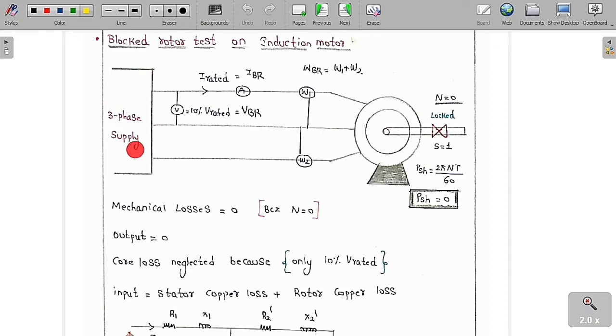So we are going to give some 3-phase balanced supply to the stator winding. So these are the 3 phases. We are going to give this 3-phase balanced supply. This is a voltmeter and this is the ammeter.